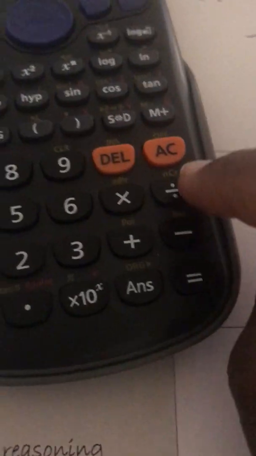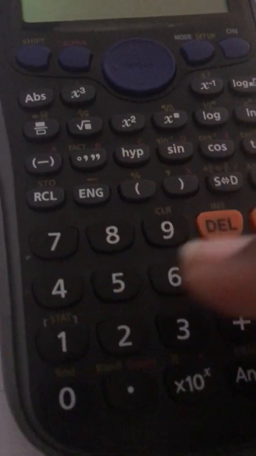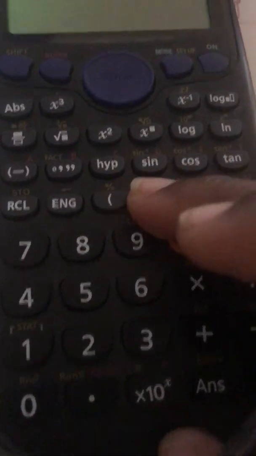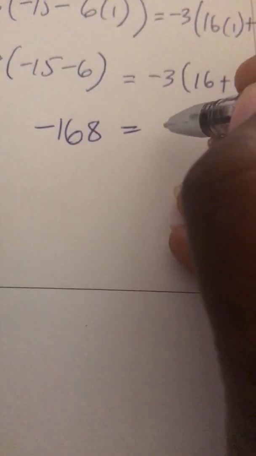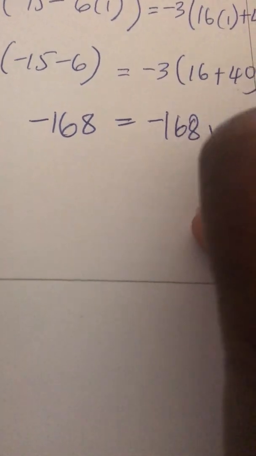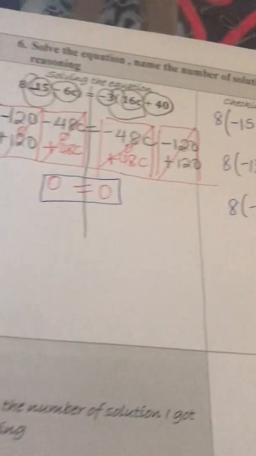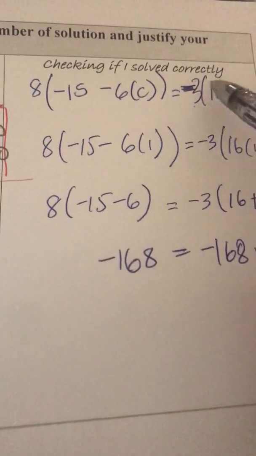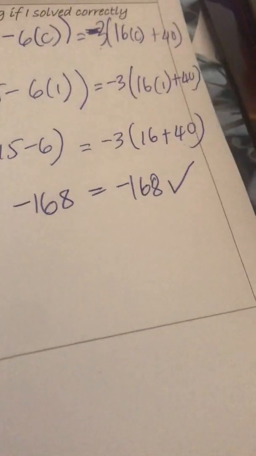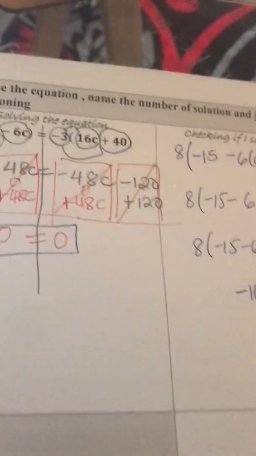Then I need to do this part. Negative 3 bracket 16 plus 40. Close the bracket. Negative 168. And there I'm correct. So when you get identity, choose another number to put over there. Always use 1 because it's easy to multiply with 1, okay? So when you have identity, check by using 1.